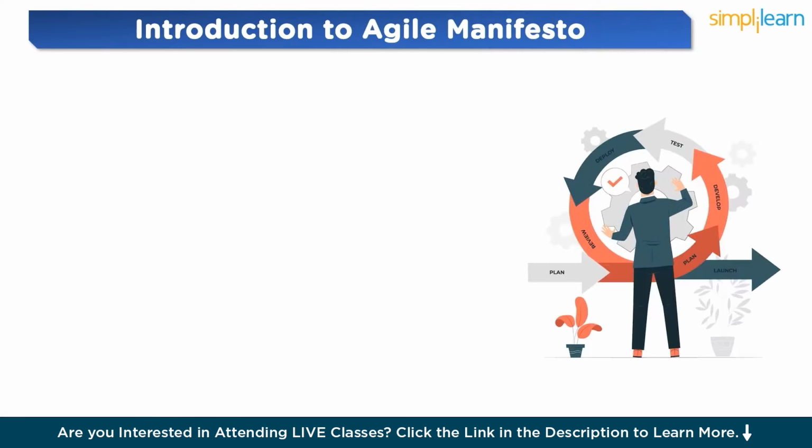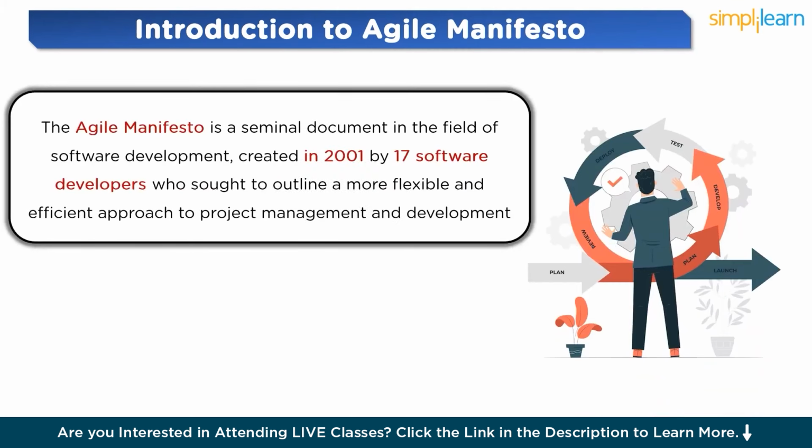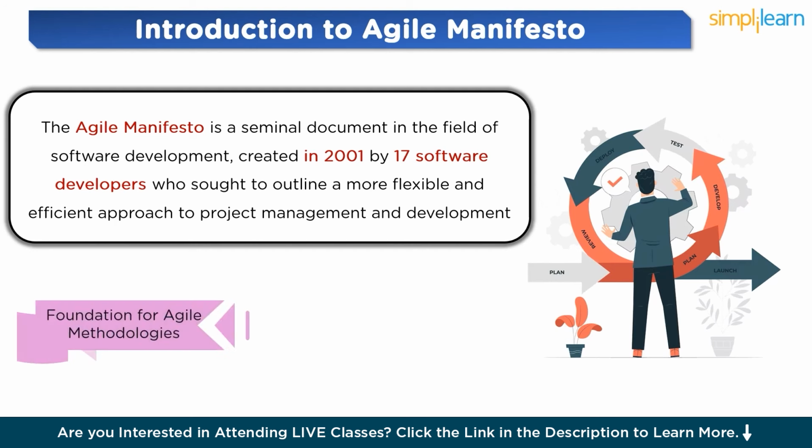Introduction to Agile Manifesto. The Agile Manifesto is a seminal document in the field of software development, created in 2001 by 17 software developers who sought to outline a more flexible and efficient approach to project management and development. It emphasizes individuals and interactions, working software, customer collaboration, and responding to change over traditional processes, documentation, contract negotiation, and plan following. This manifesto has since become the foundation for Agile methodologies, promoting a flexible, team-oriented approach that values adaptability and customer satisfaction above rigid adherence to plans.